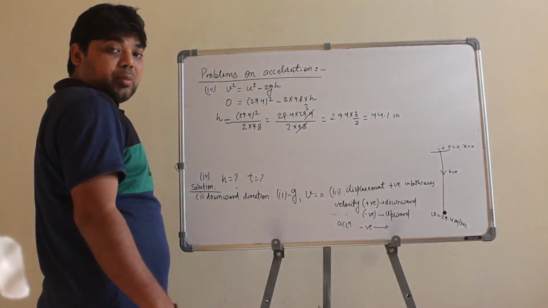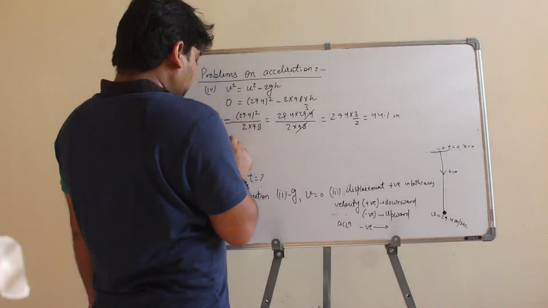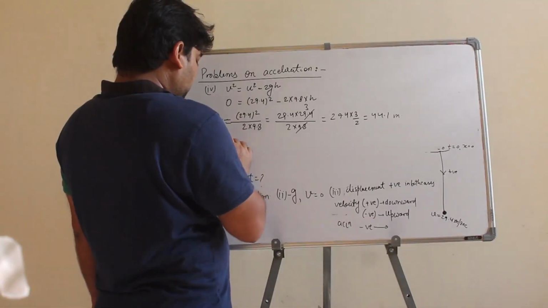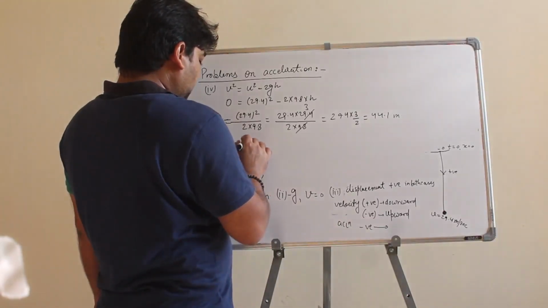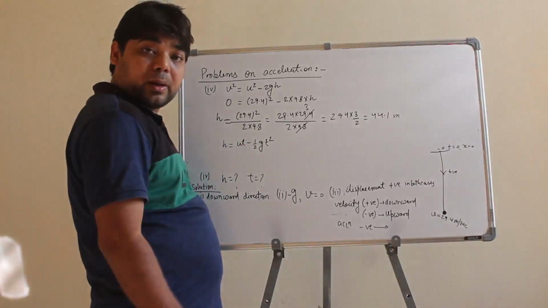Now how much is the time taken? We use another formula, h equals ut minus half gt square.